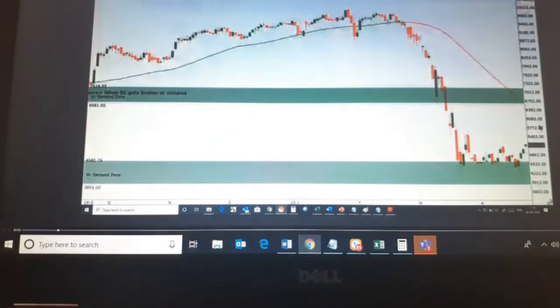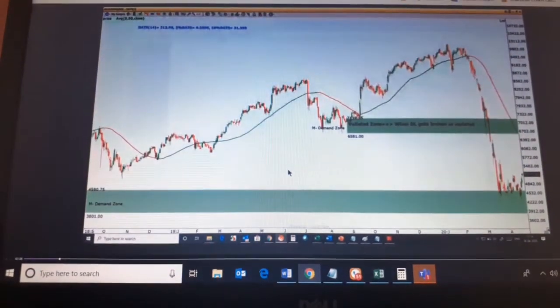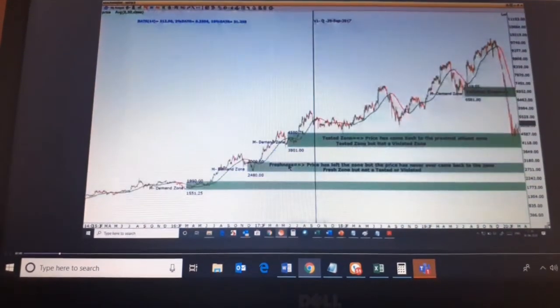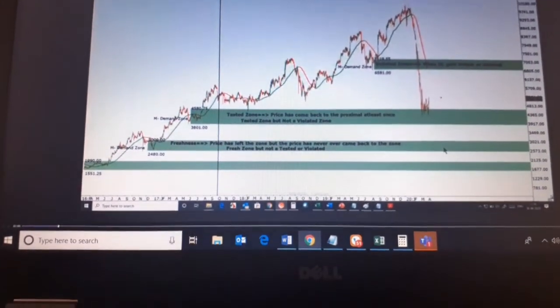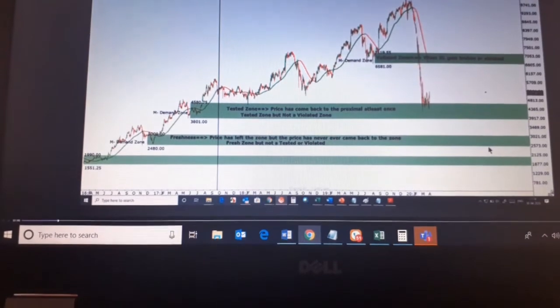So I have to explain to you the tested and fresh zone. So the price has come back to the zone on the right hand side.